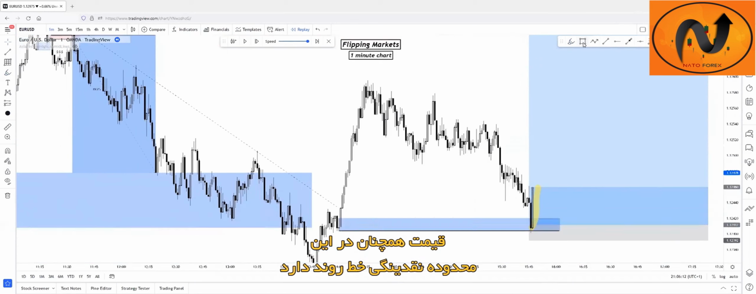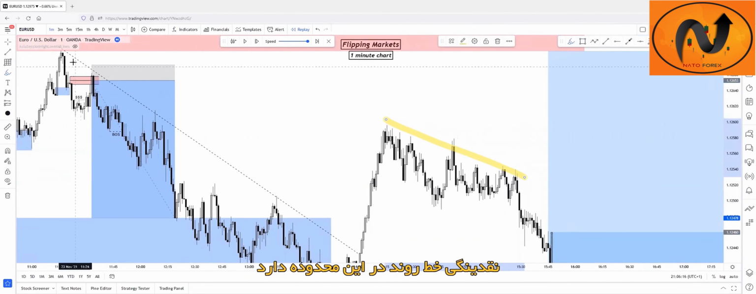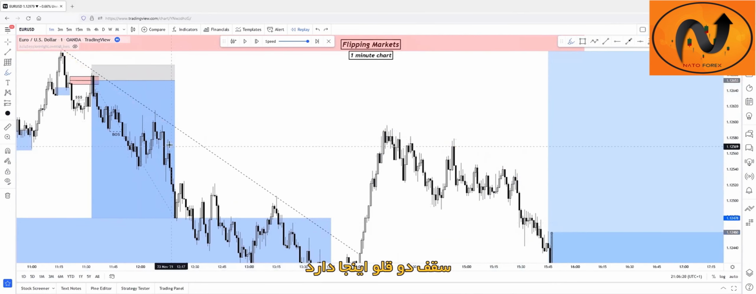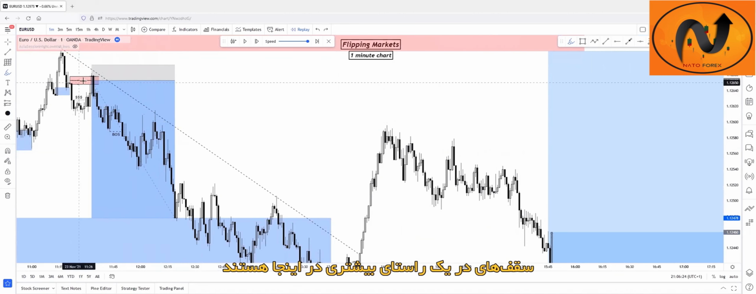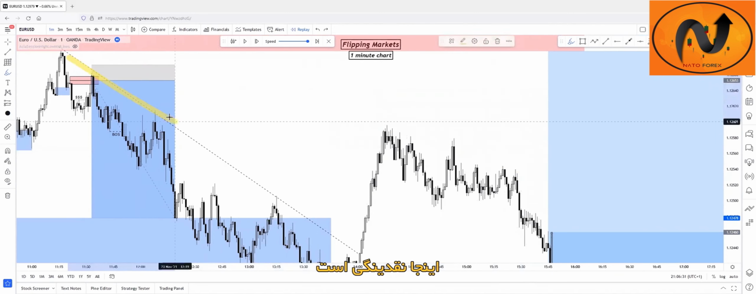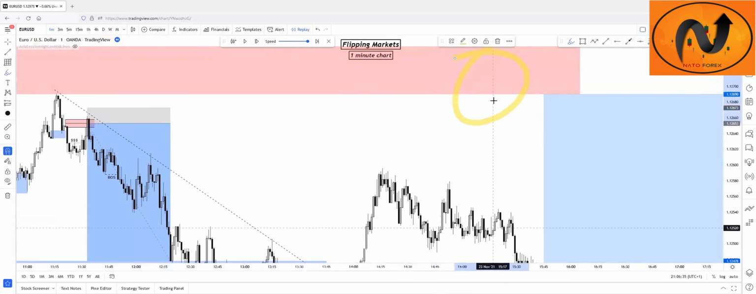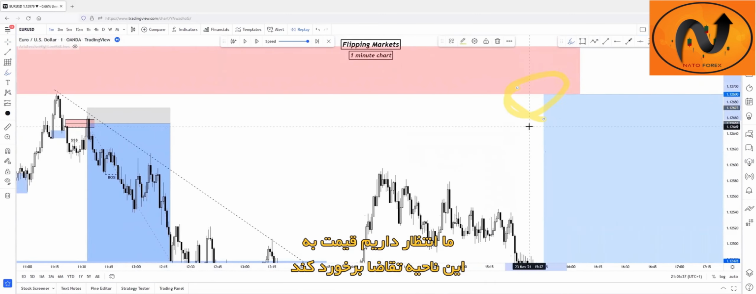But price still has a liquidity trend line in this region, another liquidity trend line in this region, double taps here, more taps here. So all of this region is just liquidity again. This is liquidity built up for this supply zone. And we can expect the tap of this supply zone.